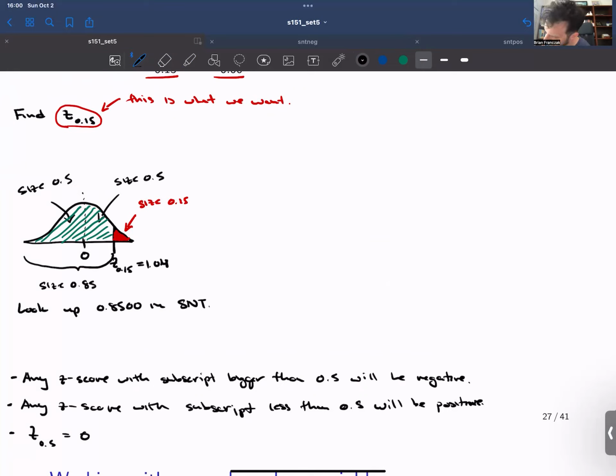So therefore, z subscript 0.15 is equal to 1.04.